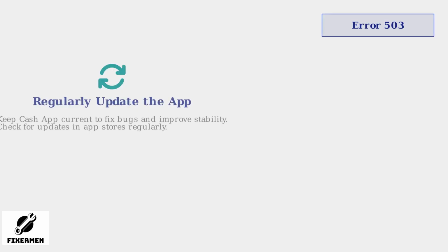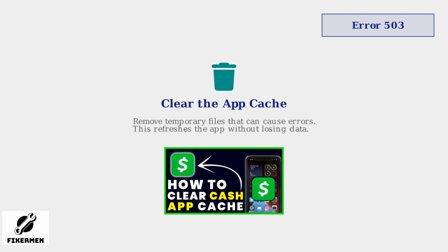To avoid future Error 503 issues, take these proactive steps. First, regularly update the Cash App to the latest version. This ensures you have the most stable release with bug fixes. Second, clear the app cache periodically. This removes temporary files that can accumulate and cause errors, refreshing the app's performance.